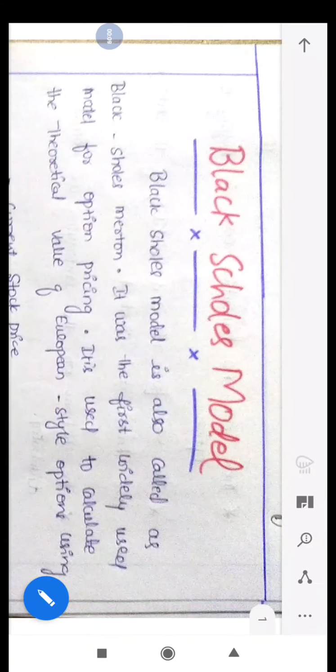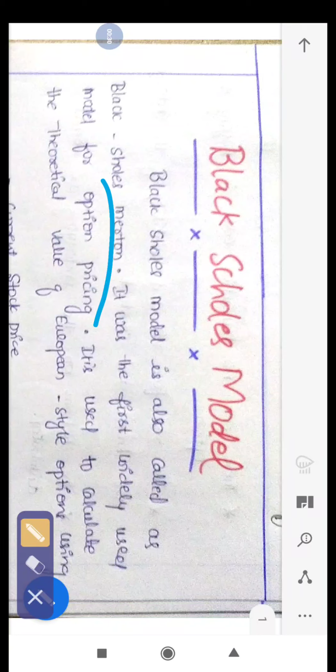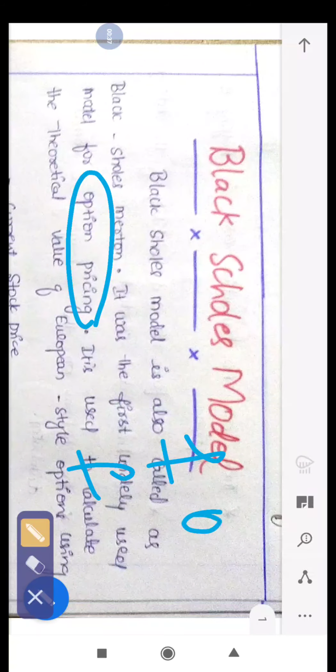So the last practical concept under risk management is BSM, that is the Black Scholes model. In this concept we'll be solving practical problems. Basically this model is used for calculating option pricing. We have four derivatives: future, forward, option and swap.